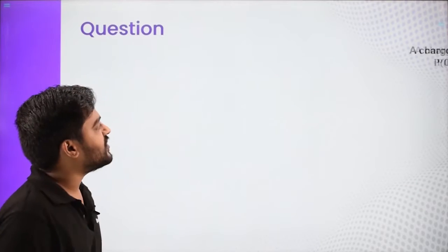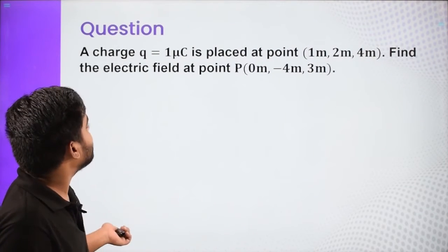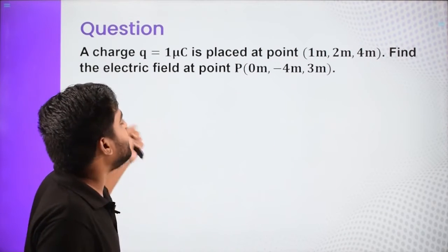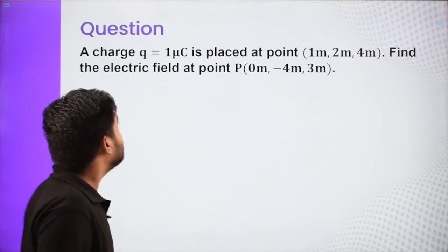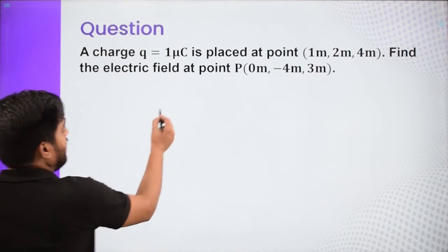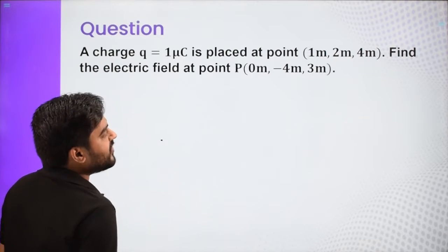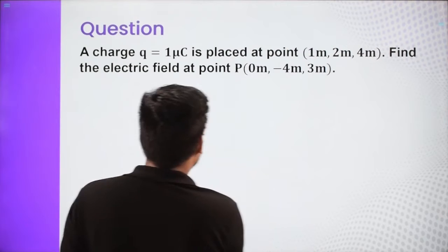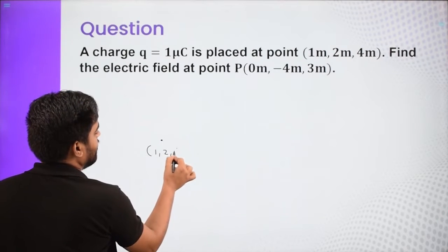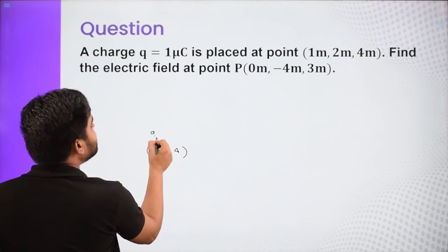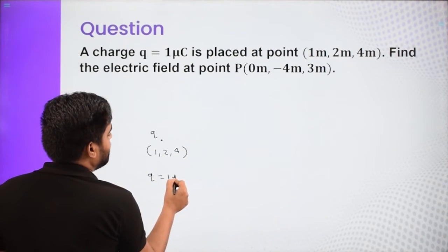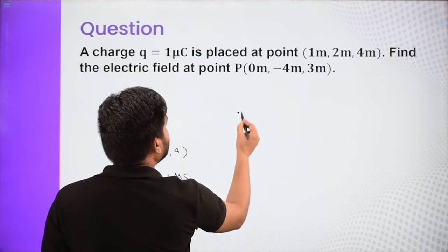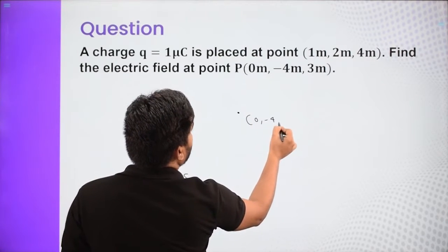Now let us discuss a question. The charge Q, 1 microcoulomb, is placed at this point. Find the electric field intensity at some other point. I will say that this is my one point where the charge is placed, and this point is (1, 2, 4). And here we are putting Q, which is nothing but 1 microcoulomb. We need to find the electric field intensity at another point, which is P over here. P is (0, -4, 3).